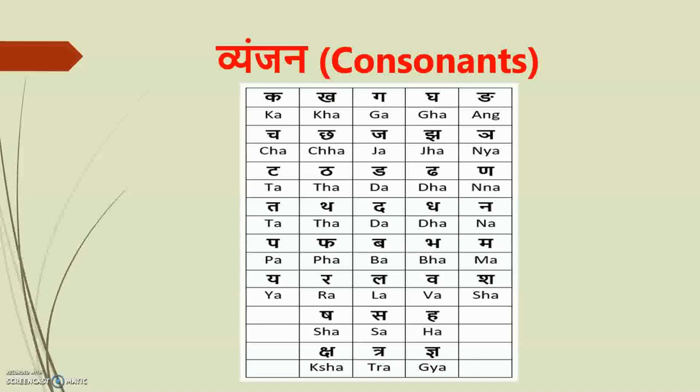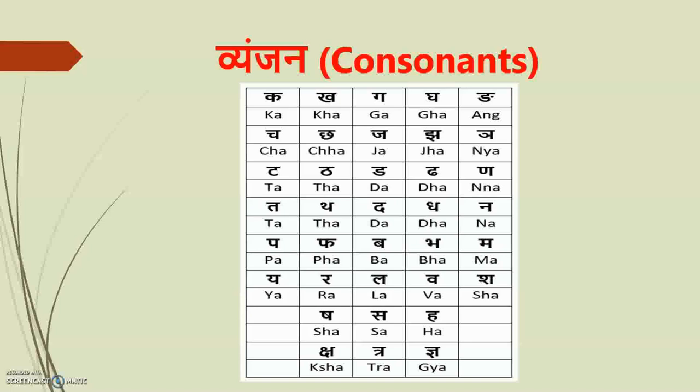The first letter that we see here in the fifth row is p. Then we have f. Then we have b. Then the next one is b. And the last one of the fifth row is m. Let's go to the sixth row now.